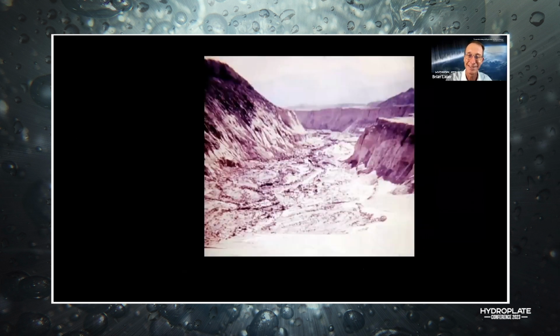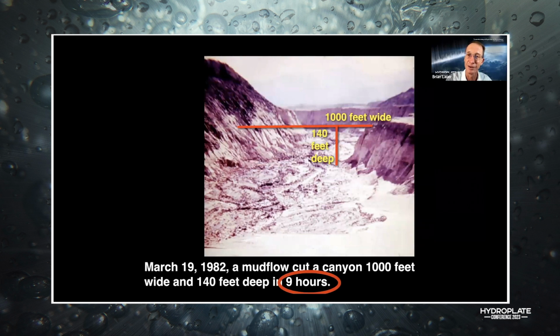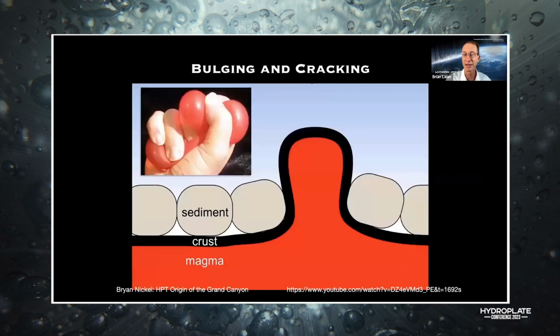Well, same thing at Mount St. Helens. There was a mud flow that cut a canyon 1,000 feet wide, 140 feet deep in 9 hours. See, now if we didn't see that happen, we'd tell the kids in school that little Toutle River cut that canyon over millions of years. No, it didn't. That river didn't cut that canyon. That canyon made the river. That river is a consequence of the canyon. And the same thing is with Grand Canyon.